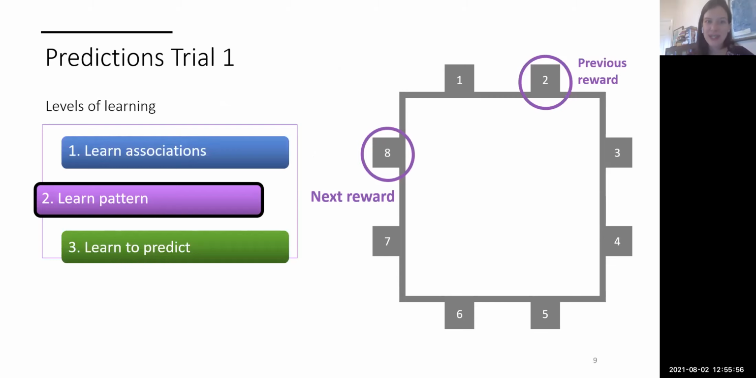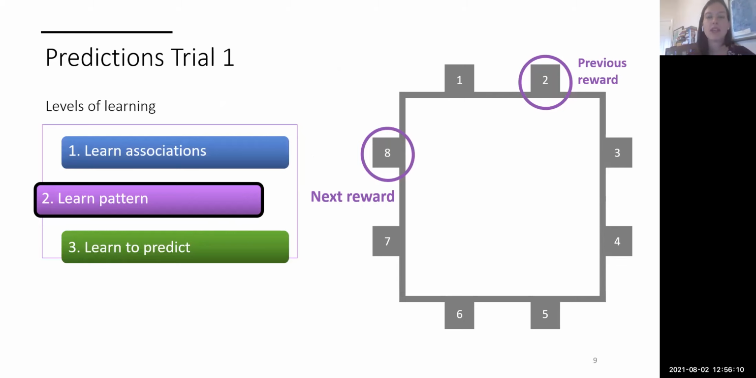We've already talked about learning the associations, but to assess whether birds are learning the pattern, we would look at their first visits in the first trial per day. Again, this is after the switch, after they've had downtime for 12 hours. They have to find where the food is going to be.